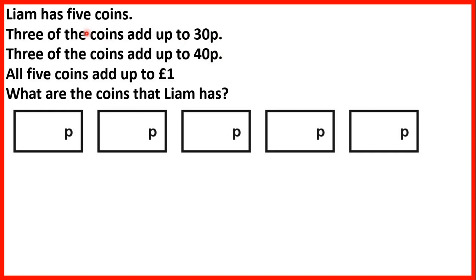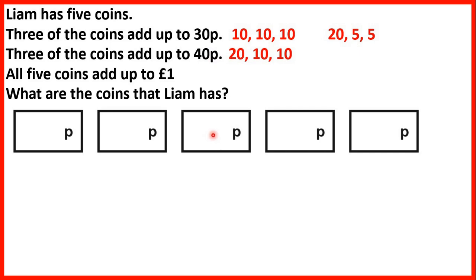Well, first, let's think, how can we have 3 coins that add up to 30p? We could have 3 10p's, because 10 plus 10 plus 10 makes 30. Or we could have something else. We could have 1 20p and 2 5p's. Now, let's think what 3 coins add up to 40p. Well, here, it must be a 20p and 2 10p's, because that's the only way to get 40p.